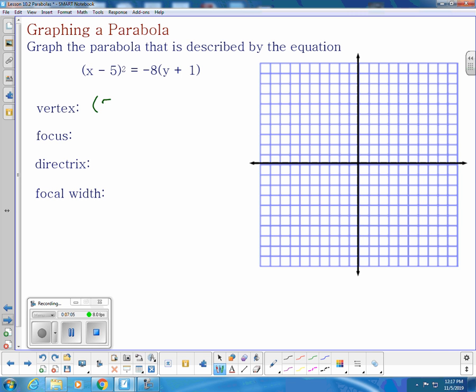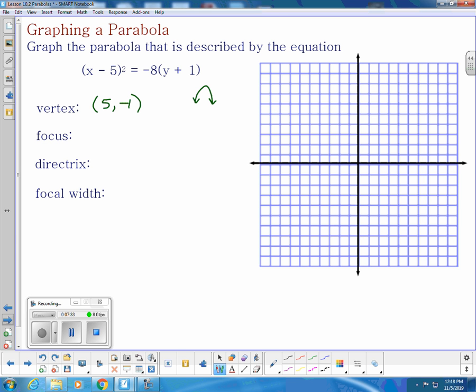Opposite 5, negative 1. Everyone with me? Not hard. Is this parabola opening up, down, right, or left? Opening down. The x is squared, so we know it's vertical. It's a negative, so it's going to be opening down. So I'm just going to write what I know here.